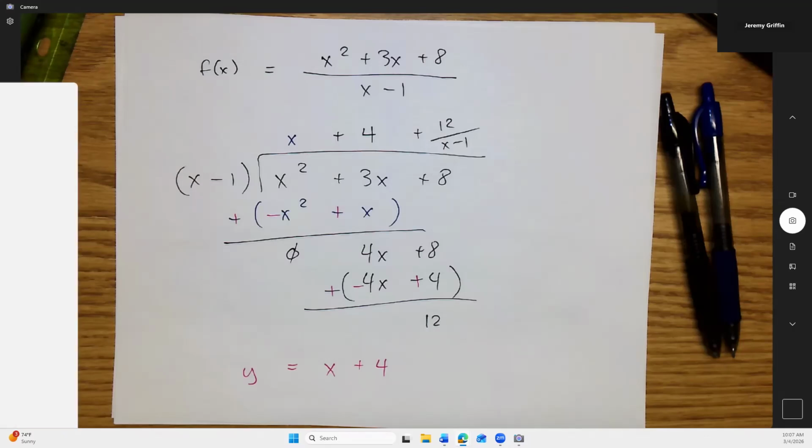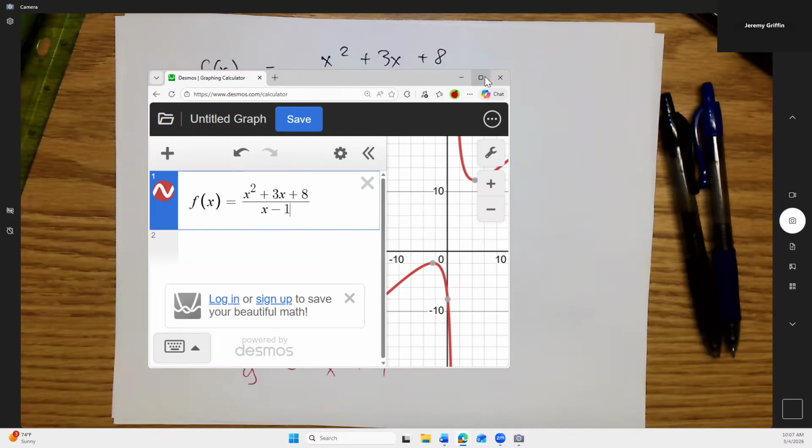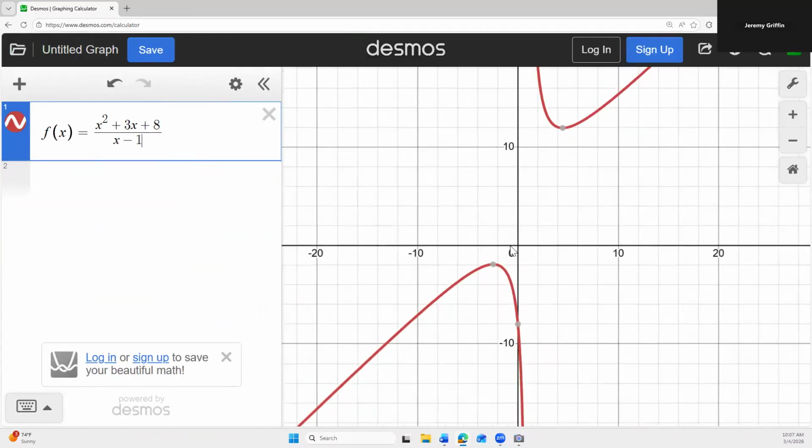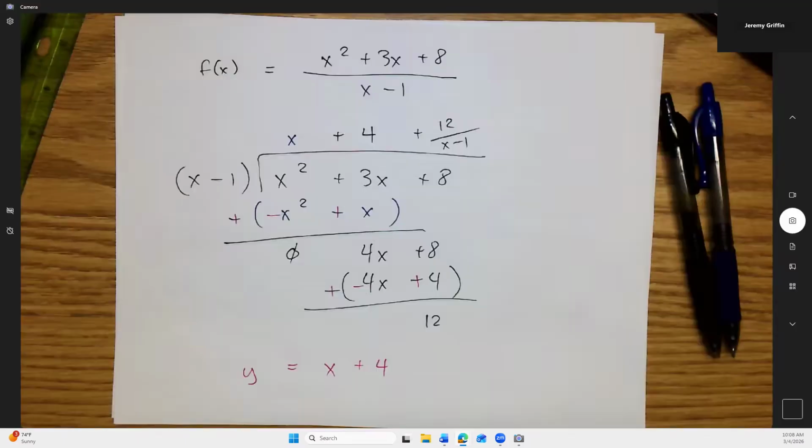Okay, so I got that typed in there. There's the equation. So that equation matches that equation. That's all good, right? And I'm claiming that there's an oblique asymptote at y equals x plus 4. Here, I'll even type it. Y equals x plus 4. Bam! There's your oblique asymptote. You guys see that? It's right there.